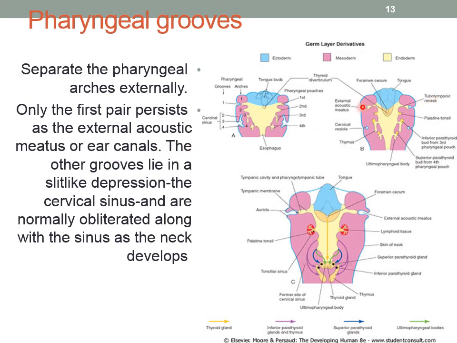As we see in this image, the external acoustic meatus comes from the first pair of pharyngeal grooves. The other grooves lie in a slit-like depression, the cervical sinus, as we see here. The second, third, and fourth form the cervical sinus, and they are normally obliterated as the neck develops. The cervical sinus disappears.